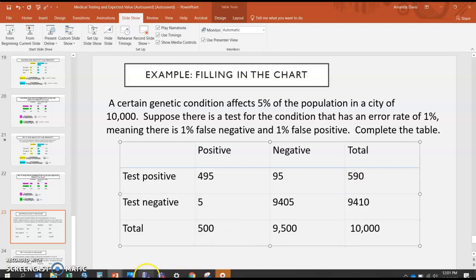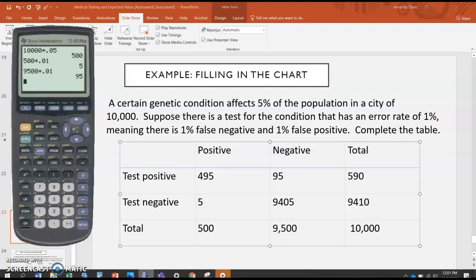I like to check at the very end and make sure that that last column adds up. So I would do 590 plus 9410. That's one way just to double check. And that gave me the 10,000 that I started with. So that all works out.